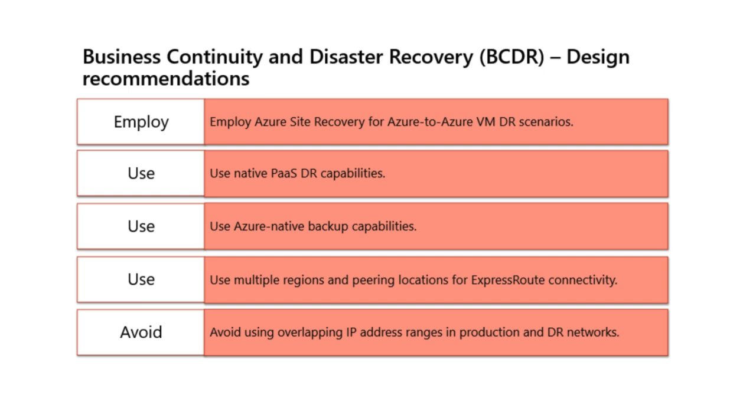Use multiple regions and peering locations for ExpressRoute connectivity. A redundant hybrid network architecture can help ensure uninterrupted cross-premises connectivity if an outage affects an Azure region or peering provider location. Avoid using overlapping IP address ranges in production and DR networks. Production and DR networks that have overlapping IP addresses require a failover process that can complicate and delay application failover. When possible, plan for a BCDR network architecture that provides concurrent connectivity to all sites.